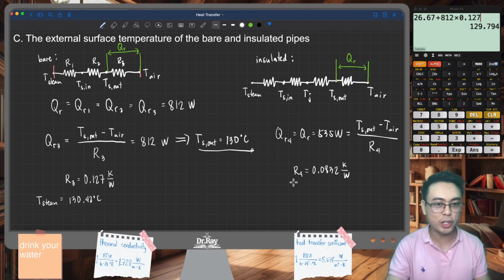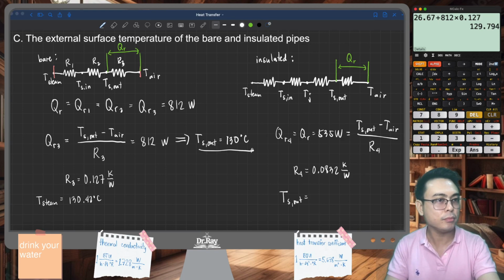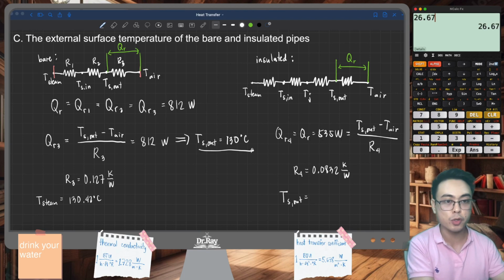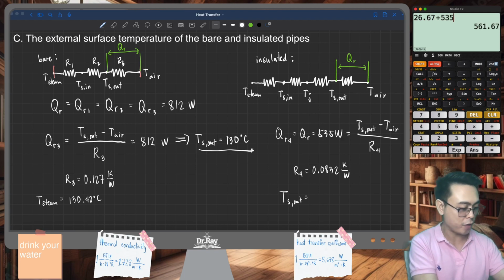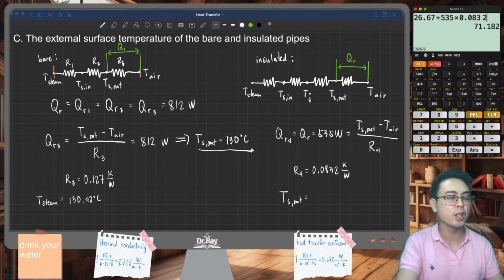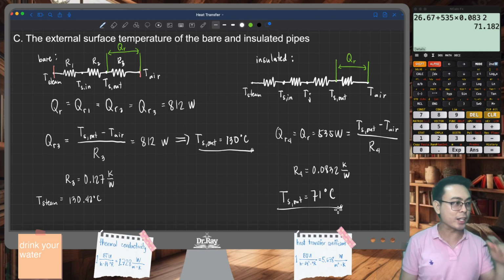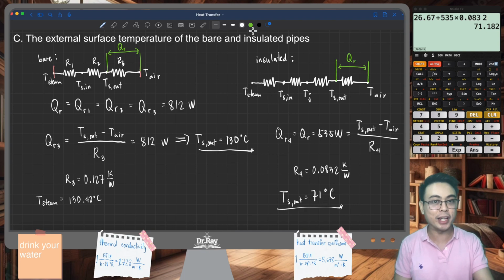Now we're ready to solve for the new external surface temperature. Again, that will be the temperature of air, 26.67 degrees Celsius, plus the rate of heat transfer, 535 watts, times the fourth resistance, 0.0832. I'm getting 71 degrees Celsius. Now, it's a remarkable difference between the external surface temperatures of the bare pipe and of the insulated pipe, right? So let's make sure to label this one. This is for the bare pipe. This is for the insulated pipe.